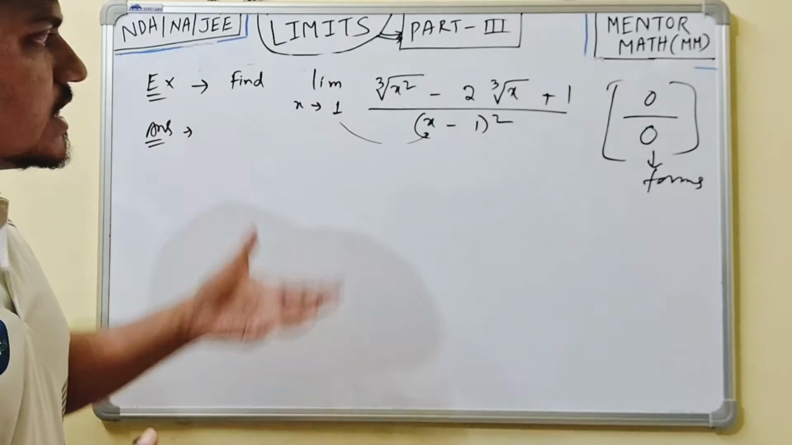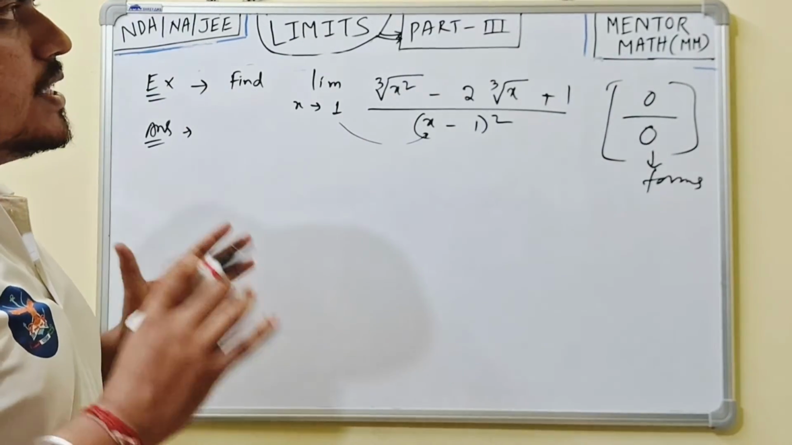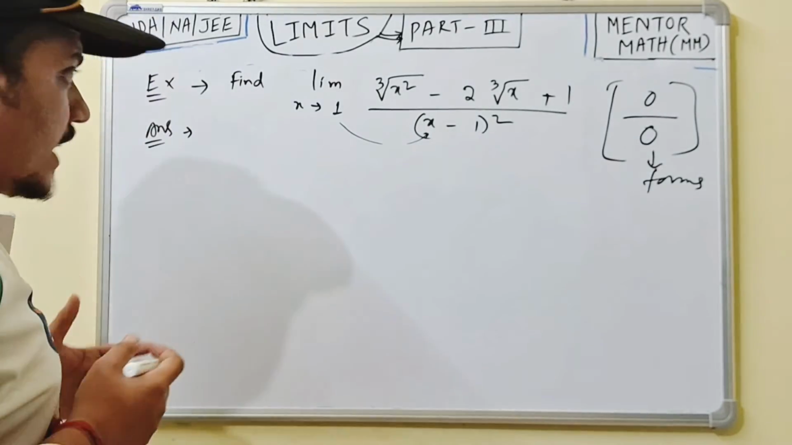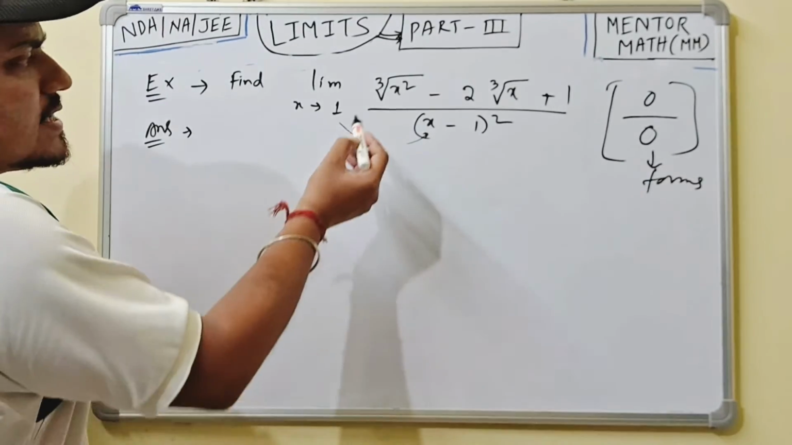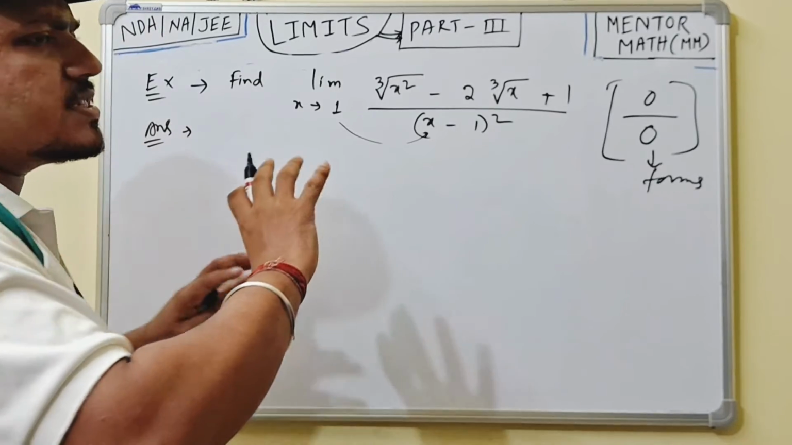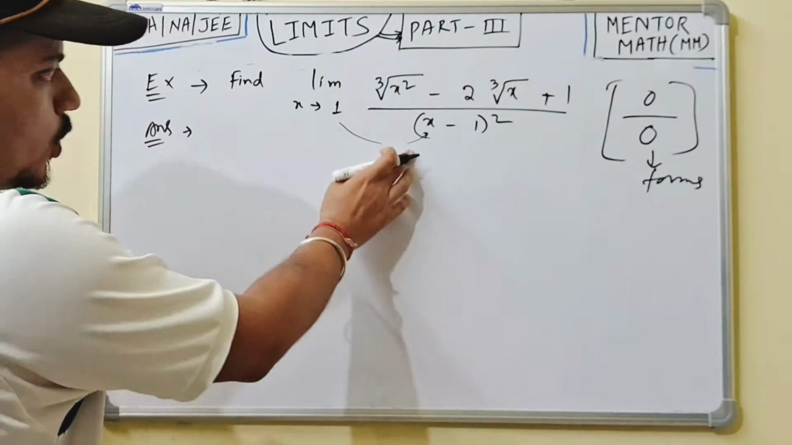And whenever you see this type of form, your mind should click: okay, that means we can use the factorization method. Before that, this is your cube root of x square and cube root of x; sometimes the form is something different, so you can also use the substitution method here.